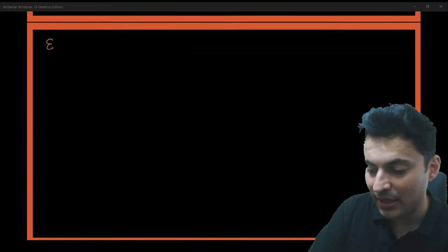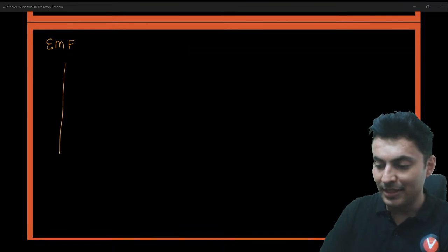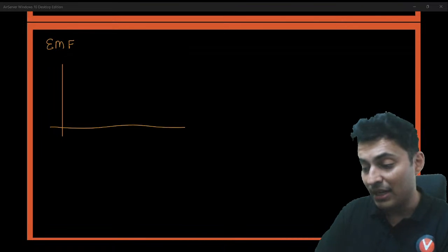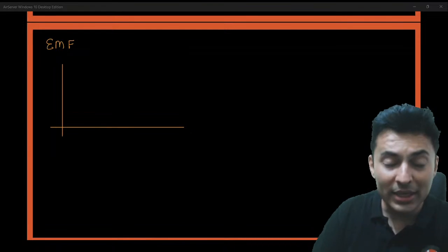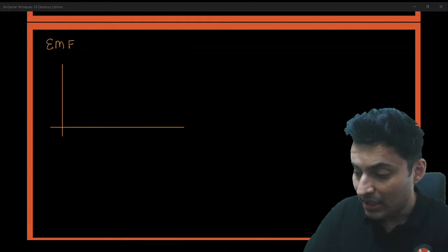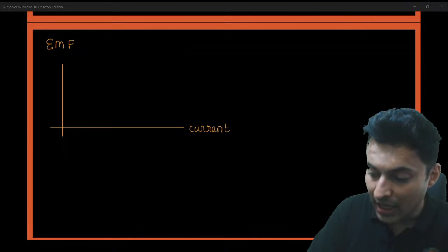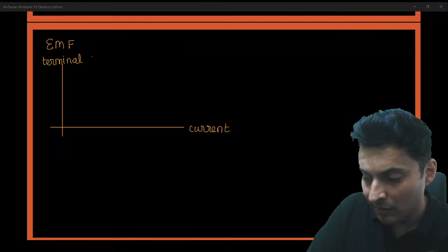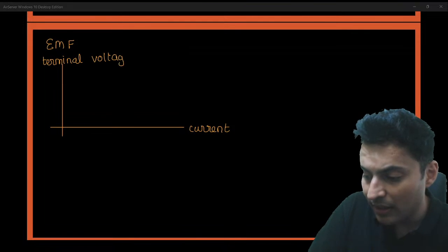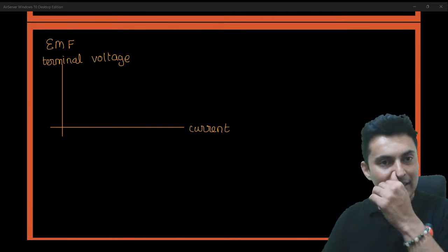Very good. Next graph is for EMF. Very, very important graph of EMF. These questions have also come in many competitive exams many times. What they give you is current on one axis, and terminal voltage on the other axis. Now, how does this graph look?